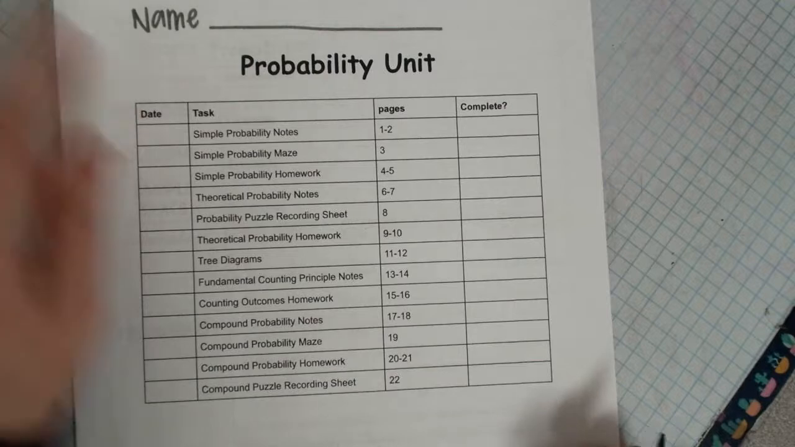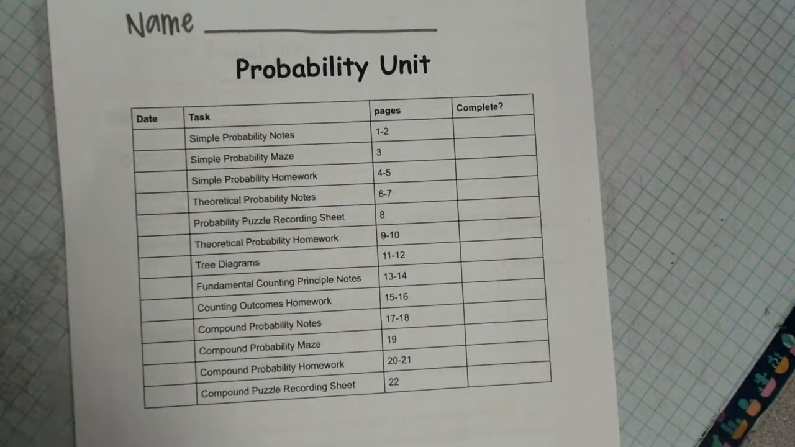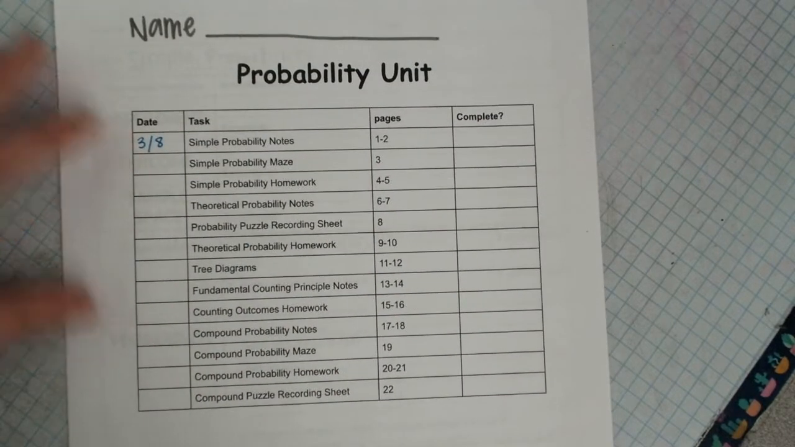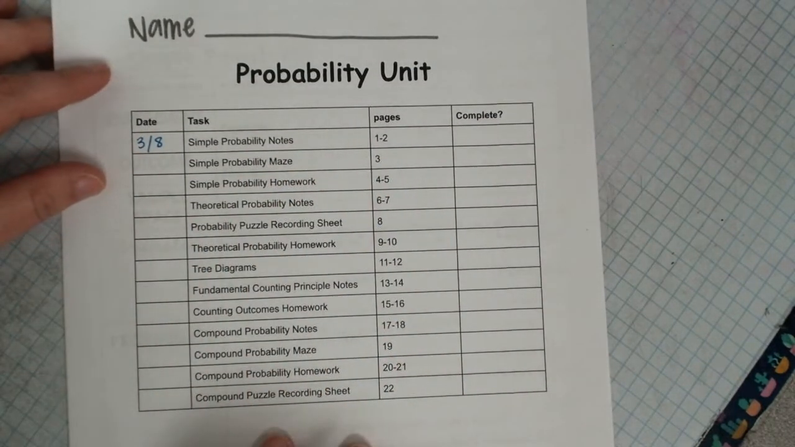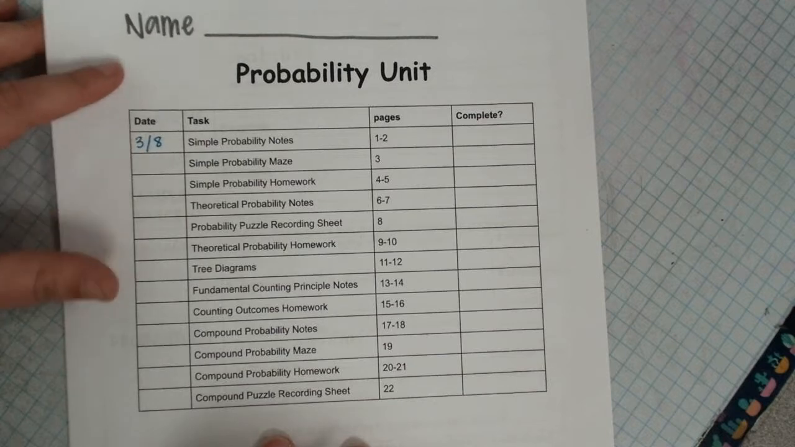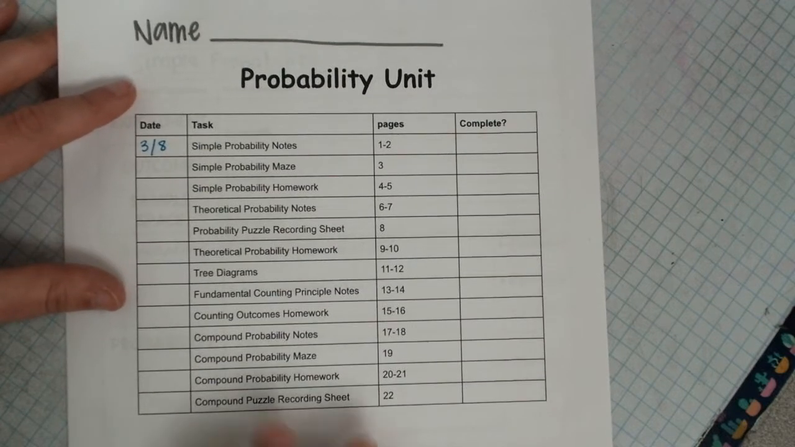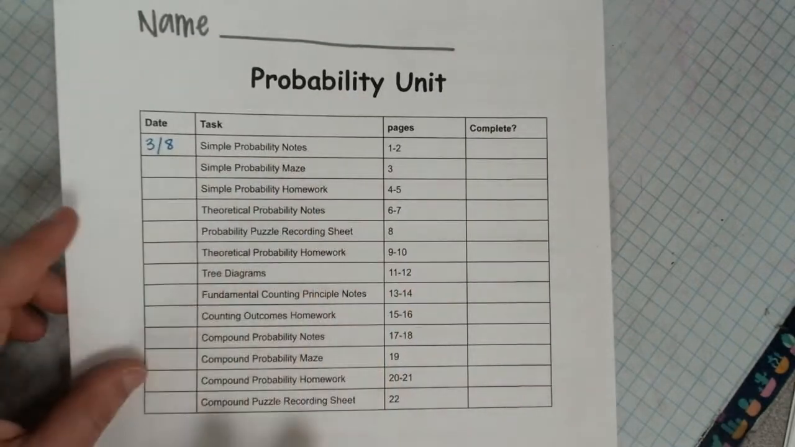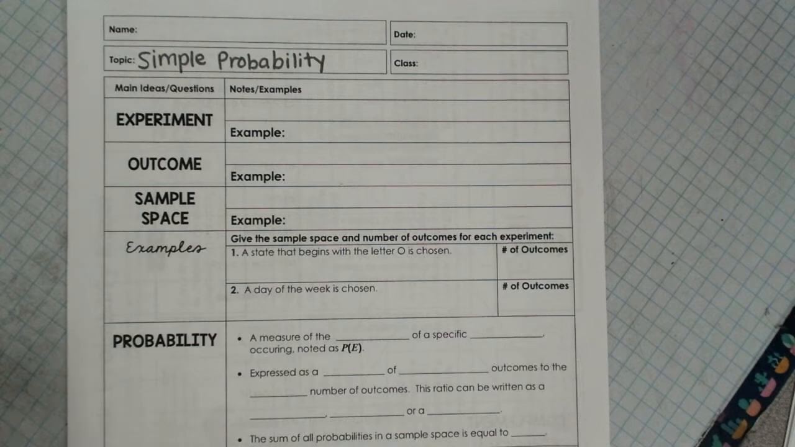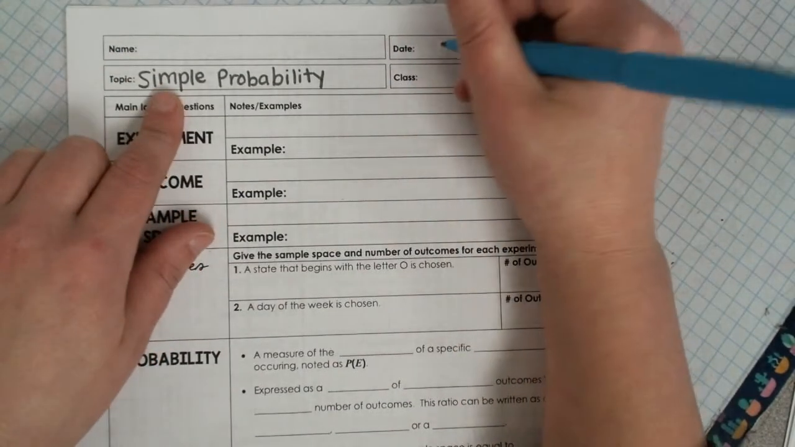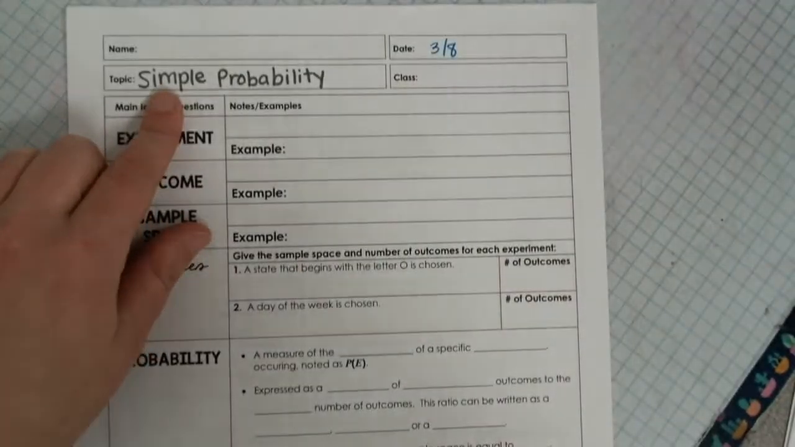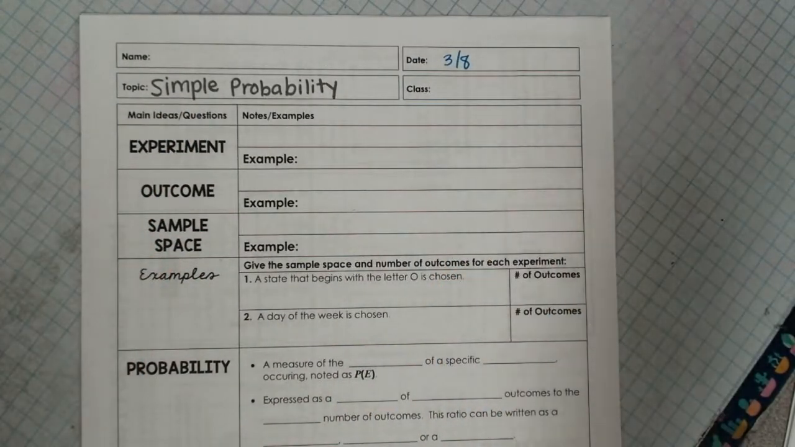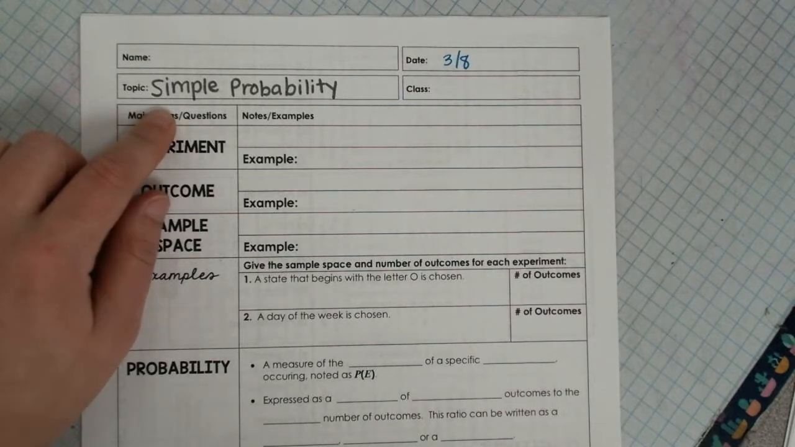So we are going to go ahead and start some probability notes. Today is March the 8th, and this is kind of your tracking sheet. I'd like you to keep track of it, but we'll see how this goes with switching to hybrid teaching. So we'll see what happens. But this is your cover sheet. Today is the 8th. The first page is simple probability. So we're going to talk about probability and simple probability.